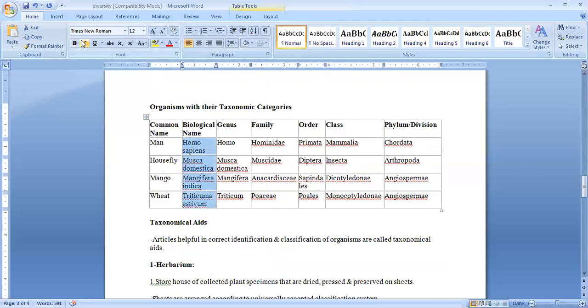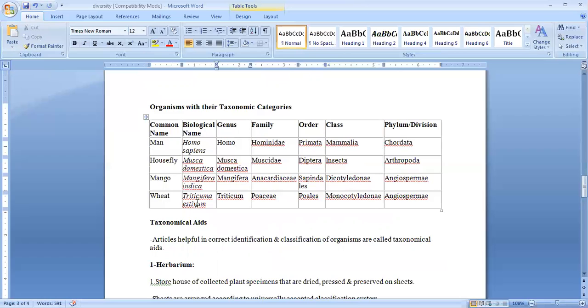And what is the genus? The genus is Homo. Family is Hominidae. Order is Primata. Class is Mammalia. And the division is Chordata. Similarly, let's take mango, Mangifera indica, Mangifera genus, Anacardiaceae is the family, Sapindales is the order, Dicotyledon is the class, and Angiosperm is the division.